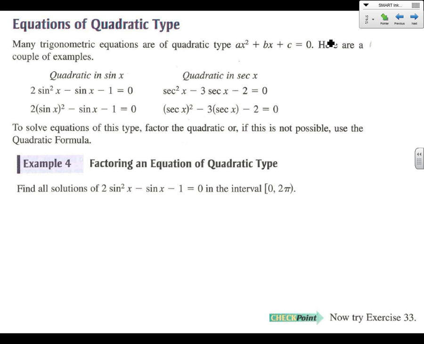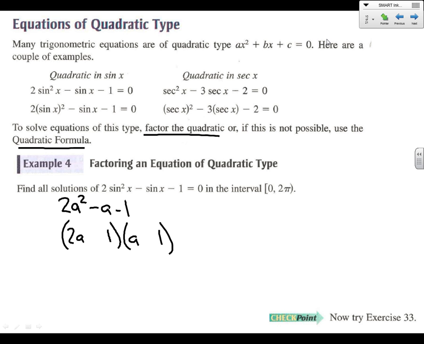Okay, so what about quadratics? We're going to solve those just like we normally would. We're going to factor if we can. If not, we're going to use the quadratic. All right? So on this one, 2 sine squared x minus sine x minus 1, it might be helpful to do something like this. Use a instead of sine. 2a squared minus a minus 1. See if you can factor that. That'd be a 2a, a 1, an a 1, and our negative is going to have to be over here and here. But remember that it's really sine and not a.